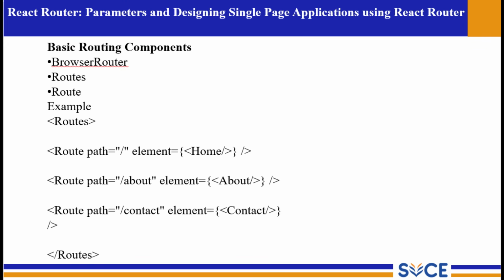The Router component contains multiple components. Each Route connects a URL path with a React component. Whenever a user visits a particular URL, React Router displays the corresponding component.